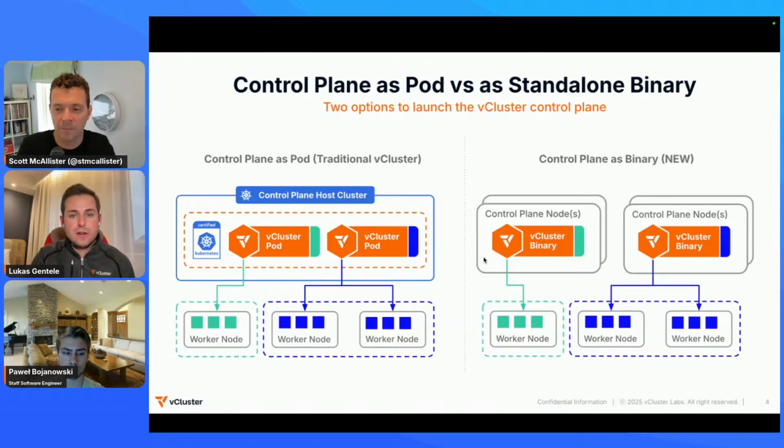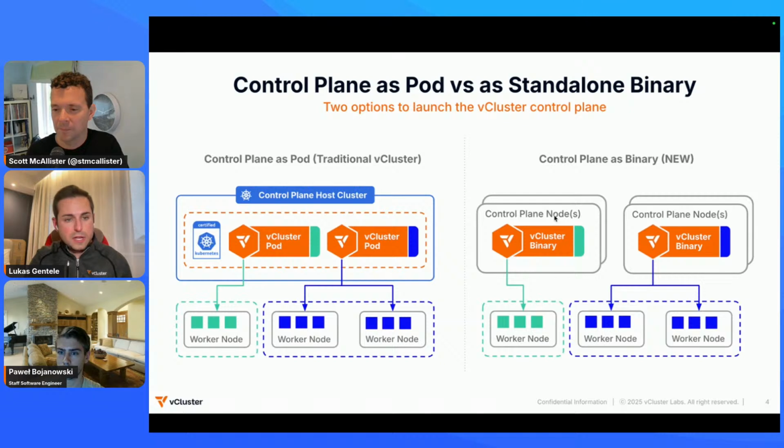What does Standalone do? Well, instead of using this host cluster, because it doesn't exist yet, you take a bunch of nodes. Maybe you take like 3 nodes. These could be VMs or bare metal machines, right? And you start a vCluster standalone process as a binary on top of this node.